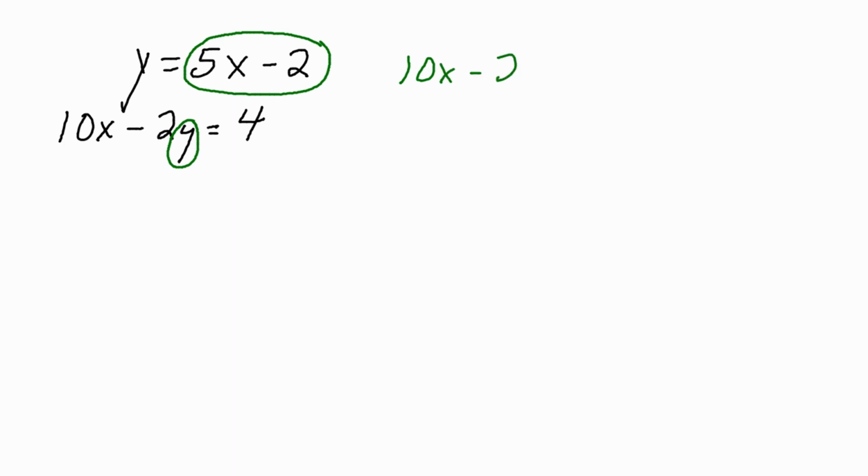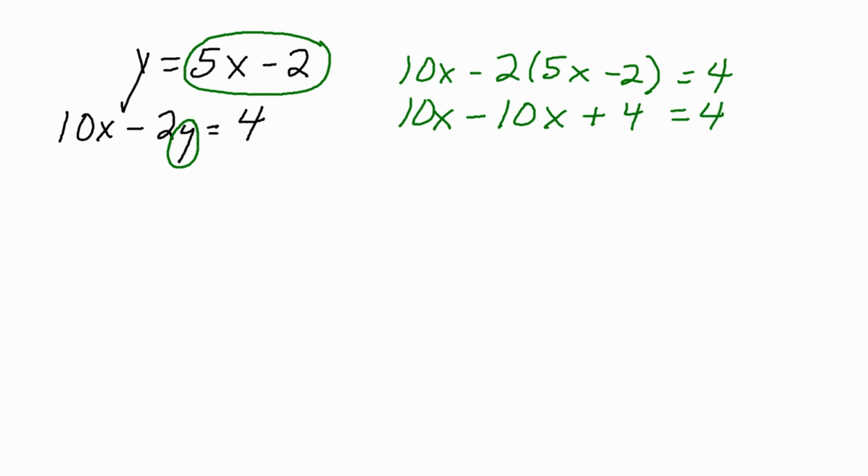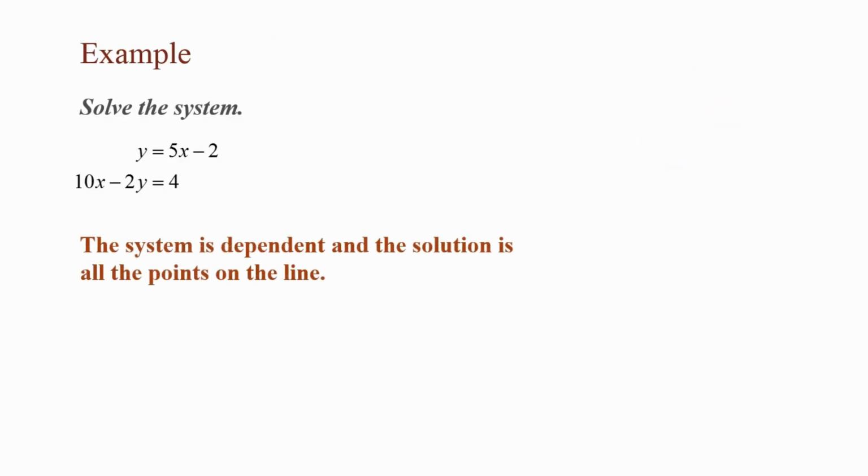10x minus 2 times the quantity 5x minus 2 equals 4. I bring down my 10x, distribute my -2, which is -10x plus 4 should equal 4. My 10x's cancel, and 4 equals 4. The system is dependent, and the solution is all the points on the line.